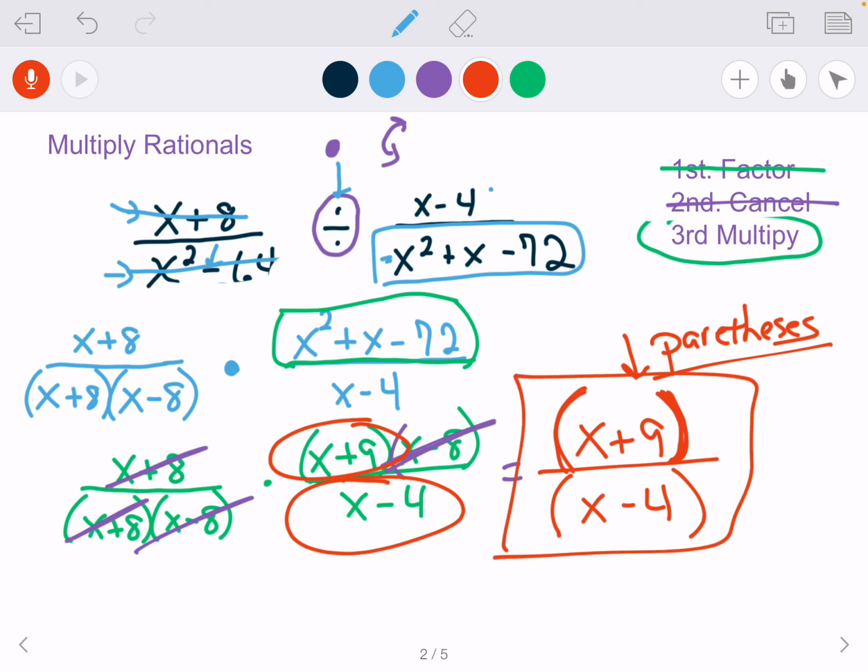So that is how you multiply rationals. You're simplifying the numerator, the denominator, the numerator, the denominator, and then you cancel and then you multiply. The only thing is if this is a division, you have to remember to flip. So you can do this, you got this, and I will talk to you soon.